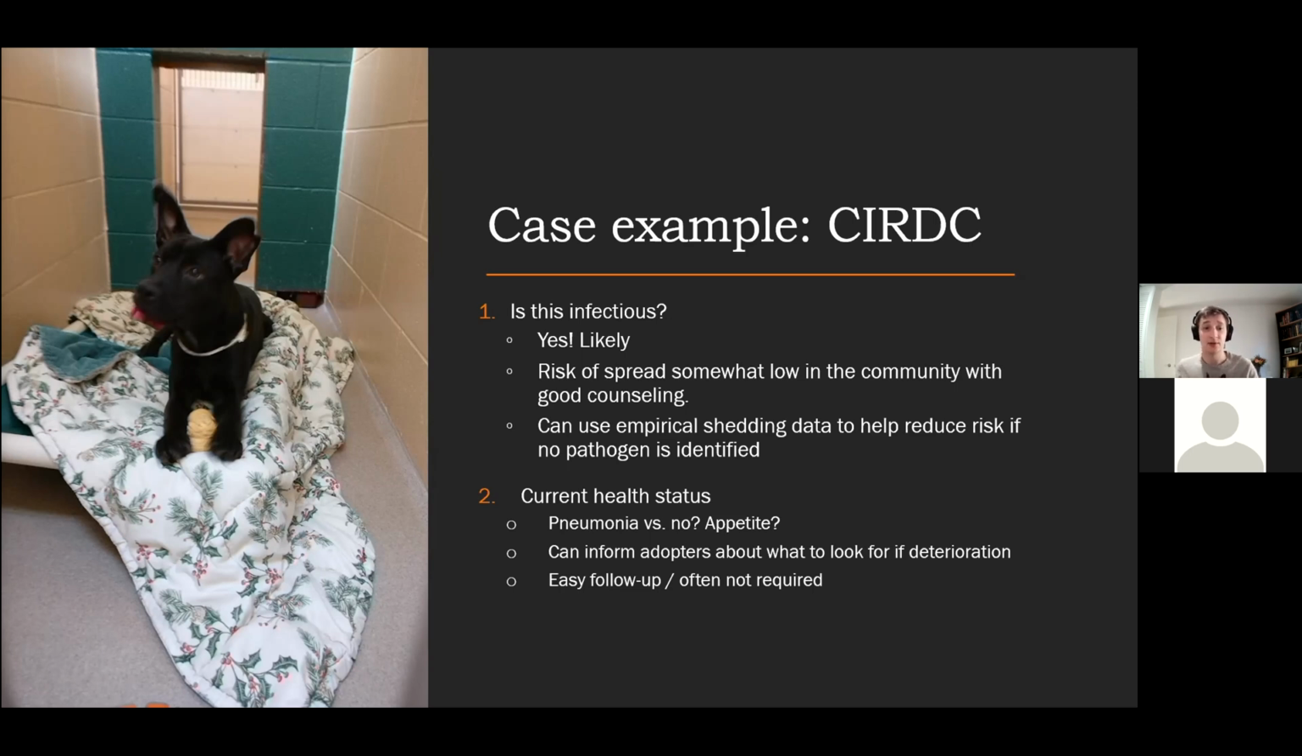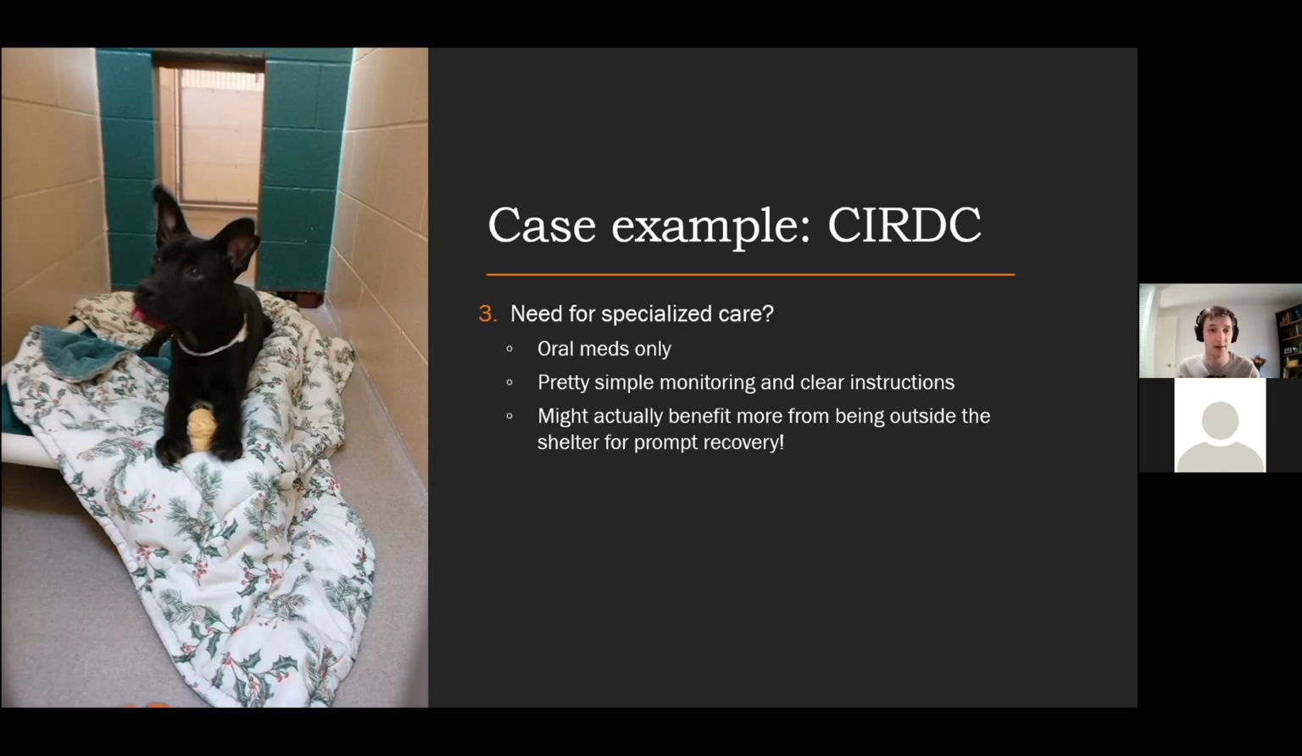From the current health status, I want to see, well, is this dog doing well? Is it eating well? Does it have pneumonia or not? How does it look energy-wise? Is this something that will just be stressing adopters out because this dog looks dumpy, and maybe a few days to get that energy level back to normal would be a lot more helpful? Can I inform the adopters about what to look for in cases of deterioration? In this case, I can inform them, and it's pretty easy. And in this case, the follow-up is pretty easy and oftentimes not required. So that is not a huge barrier in itself.